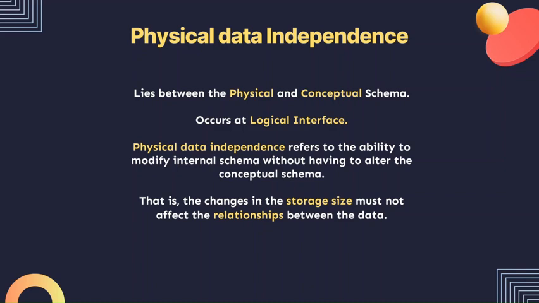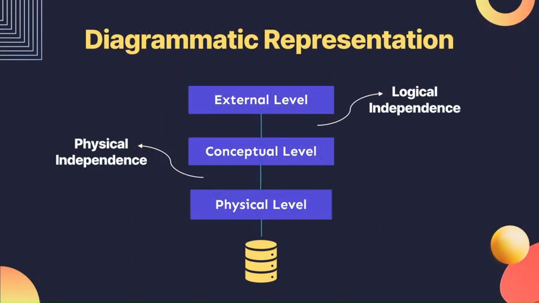Now, what is physical data independence? Physical data independence refers to the ability to modify the internal schema without having to alter the conceptual schema. That is, the changes in the storage size must not affect the relationship between the data. As I said before, if we are altering the data type of any attribute, or we are changing the size, as we use in the database queries like int(50), the range that we give, if we are changing the range of the numbers that it can hold, it should not change the relationships that we have set between two tables. That is called the physical data independence. It occurs at the logical interface. The area between the physical level and the conceptual level is also called the logical interface, so it lies there.